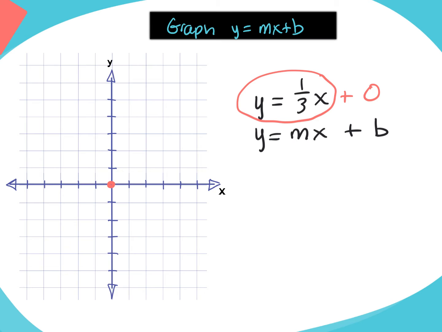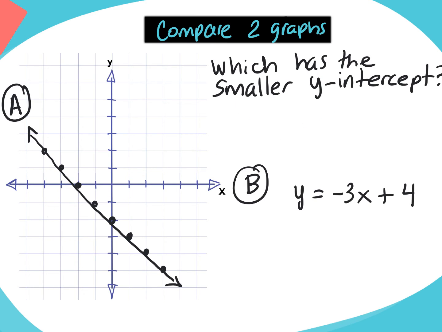And then you follow those same steps, rise over run. So rise is on top, run is on the bottom. You rise 1 and run 3. You go up and to the right because it's positive. If it were a negative number, you'd go down and to the right. So that would be y equals 1/3 x.